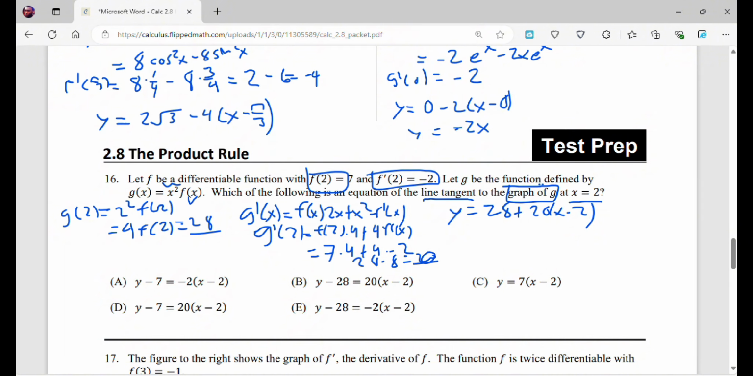Alright, let's look at A. That's obviously wrong. Let's look at B. So 20 times x minus 2. Okay, that's fine. And then notice that all of these problems have their y1 on the left side. So move the 28 to the left side, and we get B as our answer. It can't be C, this is wrong. And it can't be E, that has the wrong slope. It can't be D either, it has the wrong y1.